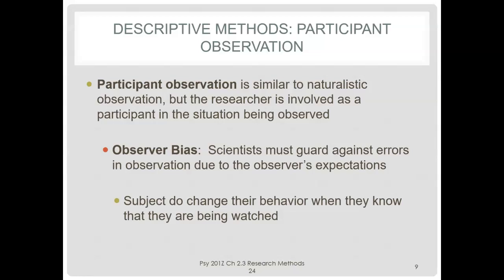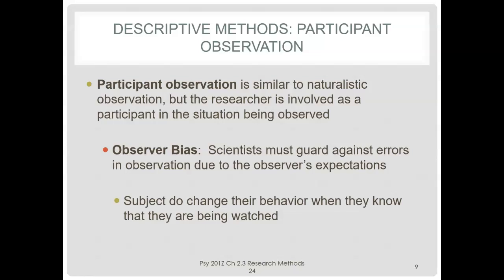Now this brings us to participant observation, which is similar to naturalistic observation, but the researcher is involved as a participant in the situation. So we try to avoid participant observation. It can lead to some unintentional biases, and this is called observer bias. We have to be very careful to not make errors because of what we expect to see.